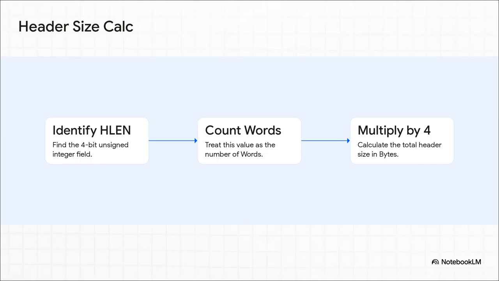Let's see how that rule builds our calculation process. Finding the total size of the TCP header in bytes takes 3 really simple steps. First up, you identify the binary value inside that 4-bit HLEN field and just convert it to a normal decimal integer. Second, you treat that integer as the number of words or rows in the header. Third, because every single word is 4 bytes, you just take that HLEN value and multiply it by 4. That is it. HLEN times 4 equals your total bytes.